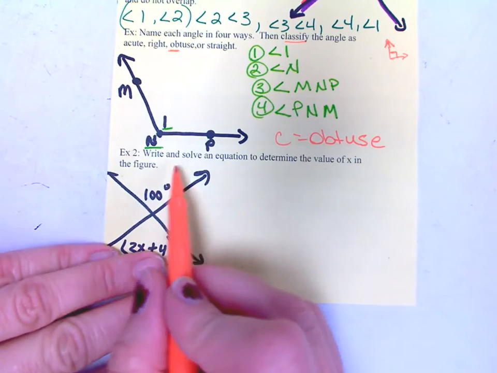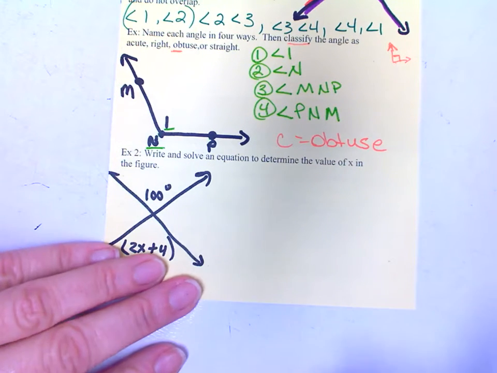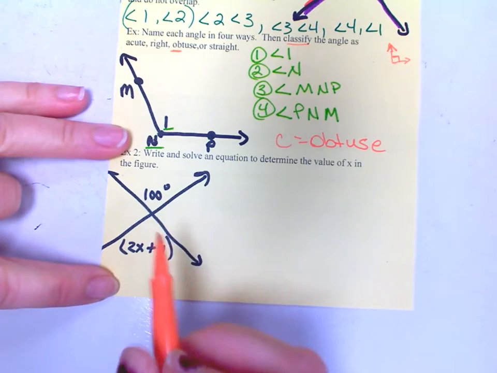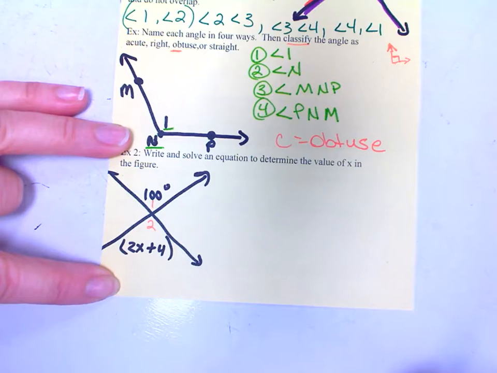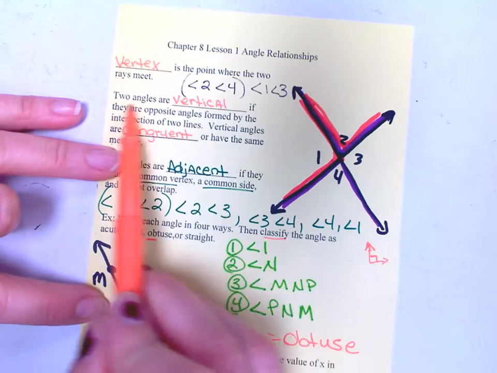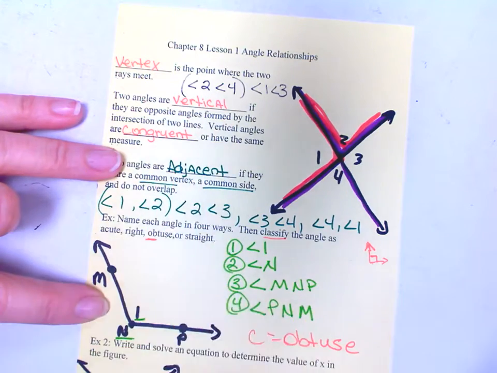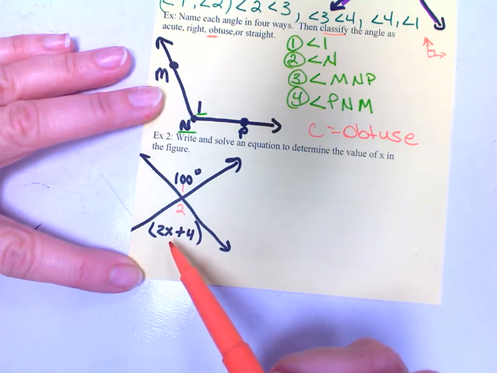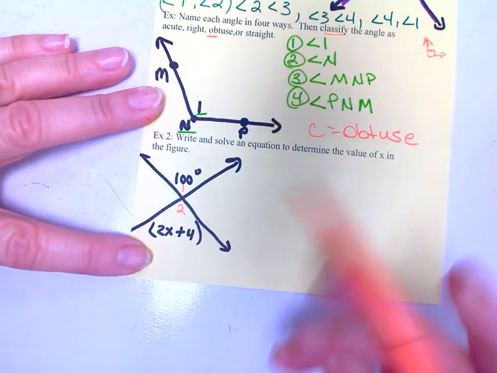Example number 2. Write and solve an equation to determine the value of x in the figure. So we've been practicing writing and solving two-step equations, so now we're going to use that skill. And I know since this angle and this angle, I'm going to label them 1 and 2, are vertical angles. Remember, vertical angles are opposite angles formed by the intersection of two lines. They are congruent, they have the same measure. So if we know these are vertical angles, we know they're congruent, which means they measure the same.